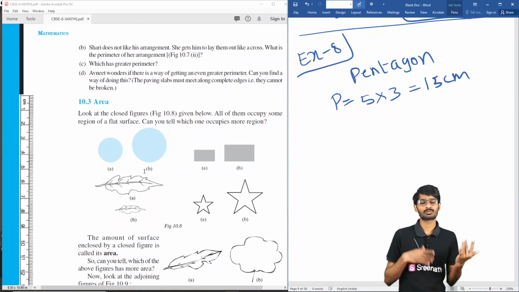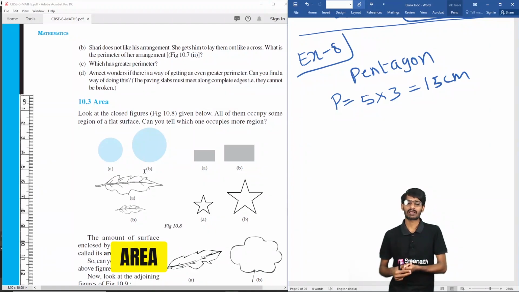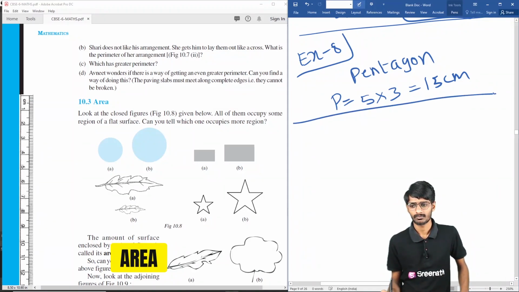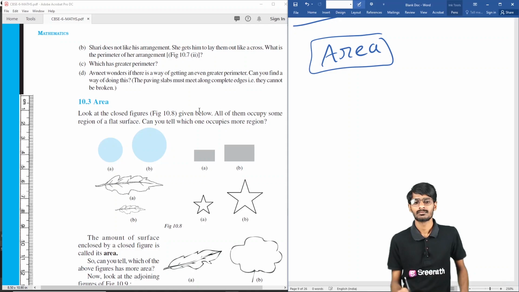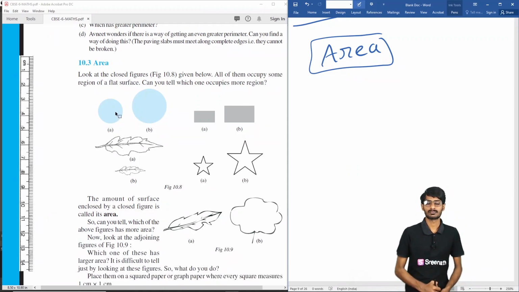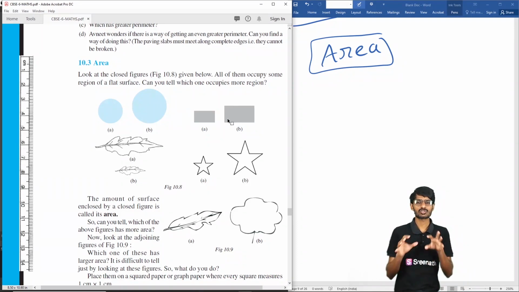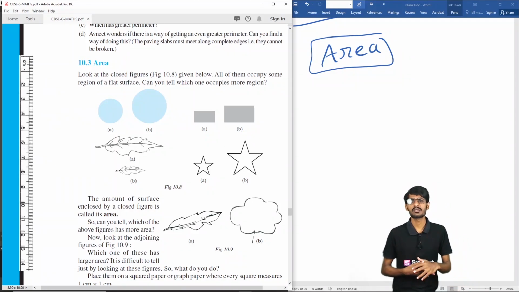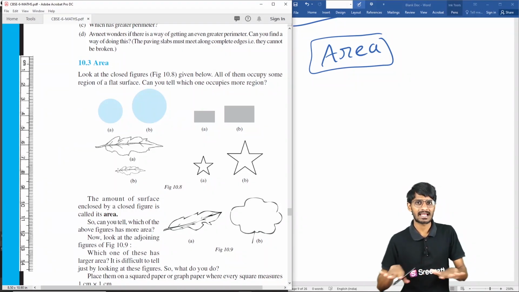So after completing perimeter, the total distance covered along the boundary of any closed figure, we are coming across the area. Okay, what is meant by area? Look at these two figures. Do both figures occupy the same region? Look at these two rectangles. Do both rectangles occupy the same region? Look at these two leaves. Do both leaves occupy the same region? The answer is no. They are occupying different regions on the flat surface.